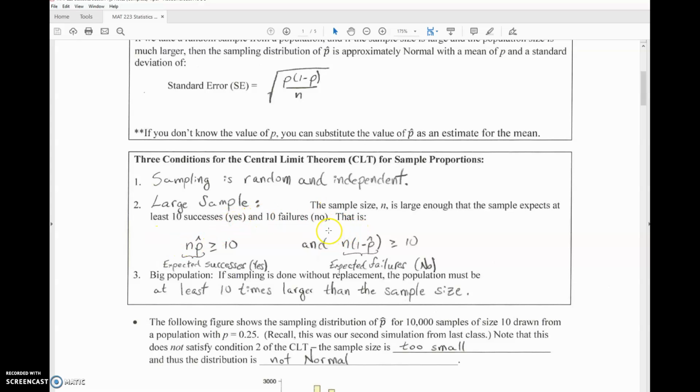In other words, if we ask a yes-no question, we want to know what's the proportion in our sample that say yes. You have to have at least 10 of them that say yes and at least 10 of them that say no. Whatever we call a success or a failure doesn't matter. There's no negative or positive connotation to the word success or failure or yes or no. It's just whatever we're looking for the proportion of. I have to have at least 10 in one group and at least 10 in the other group.